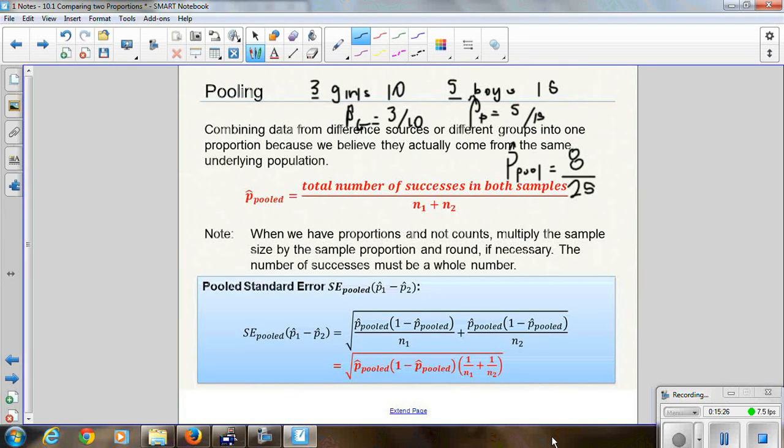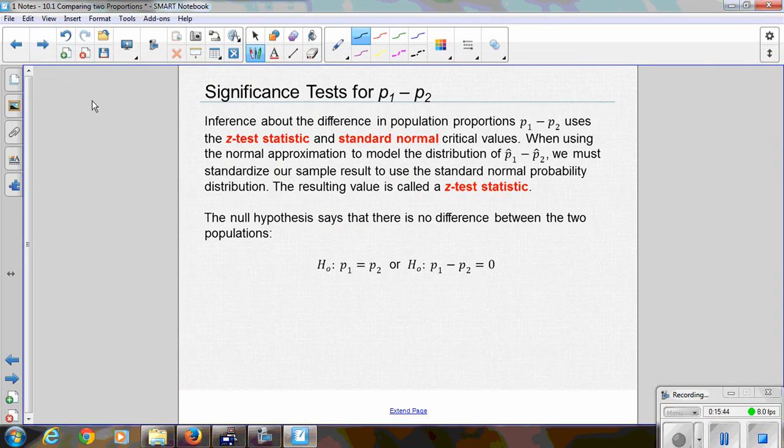The standard error formula then becomes a little bit easier because you're just going to use your pooled proportion and then multiply it times 1 over n sub 1 plus 1 over n sub 2. And again, your calculator does this all for you, so it's not as complicated as it looks. So when we're looking at a test for the difference in 2 proportions, remember when we're dealing with proportions, we're dealing with a normal distribution, and so we're going to be ultimately using the standard normal curve, and we're going to be calculating a z-test statistic, just like we did for a single population proportion.